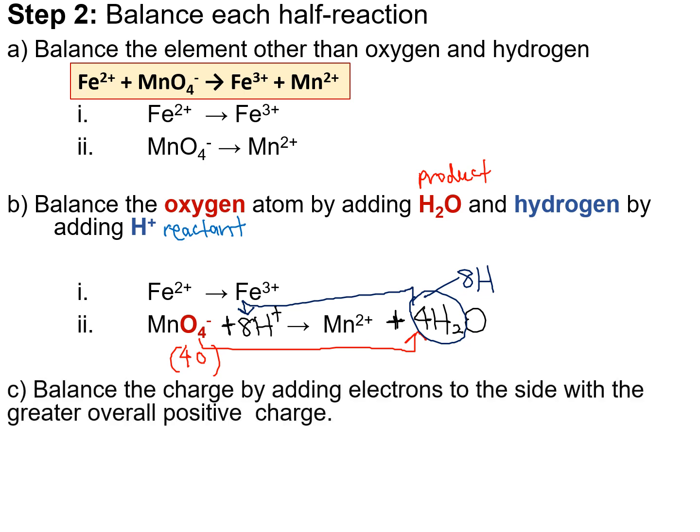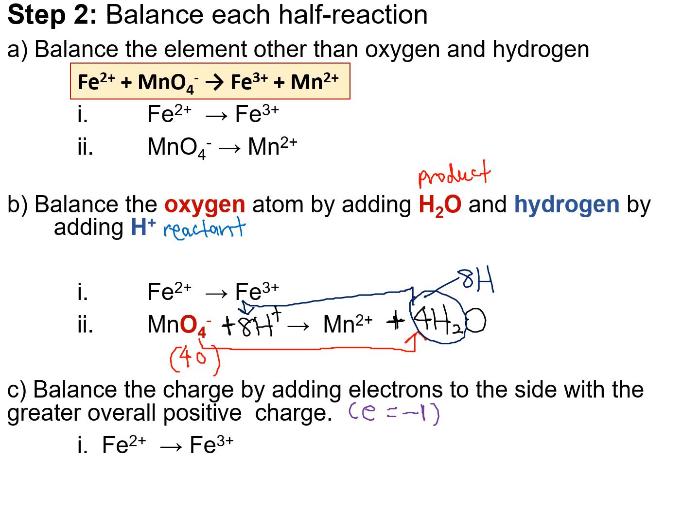Okay. Next ialah balancekan charge. Okay, macam mana nak balance charge? By adding electrons. Sebab electrons carry charge of -1. Okay. So macam mana nak balance charge dekat each of the half reaction?